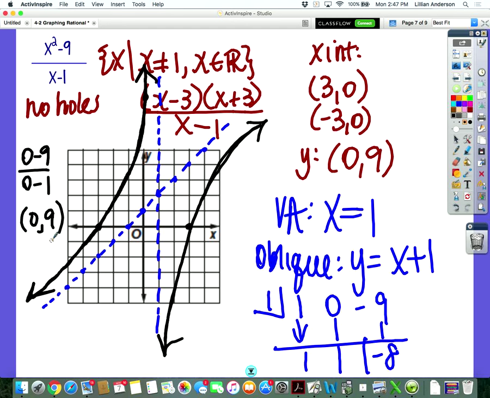Other questions on these? Yes? If you got it across the y, yes, because the equation is in y equals mx plus b form, and b is the y-intercept, yes. Other questions on this?